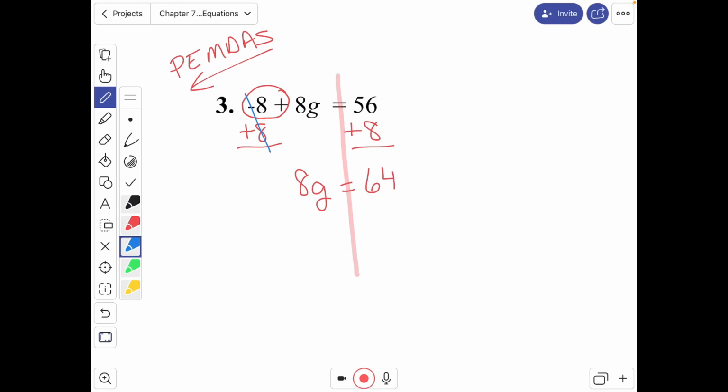And then we have 8 times g, and the opposite of 8 times g is dividing by 8. And do that on both sides. The 8's cancel. G comes straight down. 64 divided by 8 makes 8.